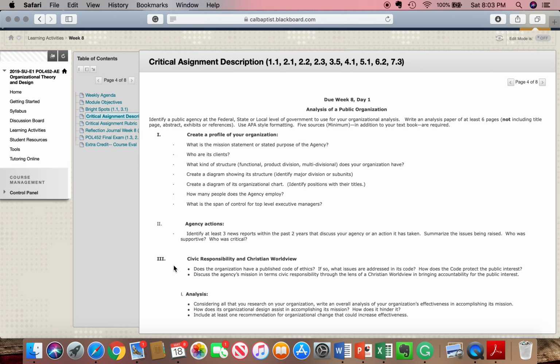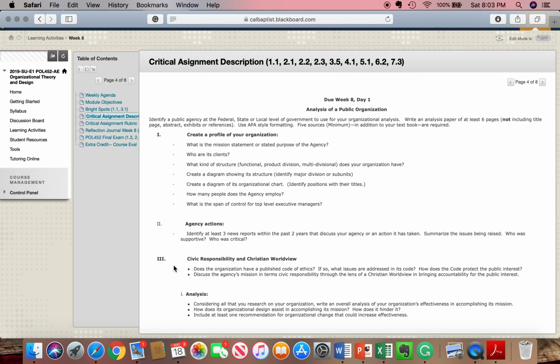Who's the leader of this organization? Who's the department head? What departments are there underneath? What is the breakdown? How many people does the agency employ? And what is the span of control for the top level executive managers? So really, just a snapshot of this organization so that the reader will get a good understanding of not only the mission of this agency, but how it's going to try to meet its mission through its divisions, through its makeup, through its internal structure.